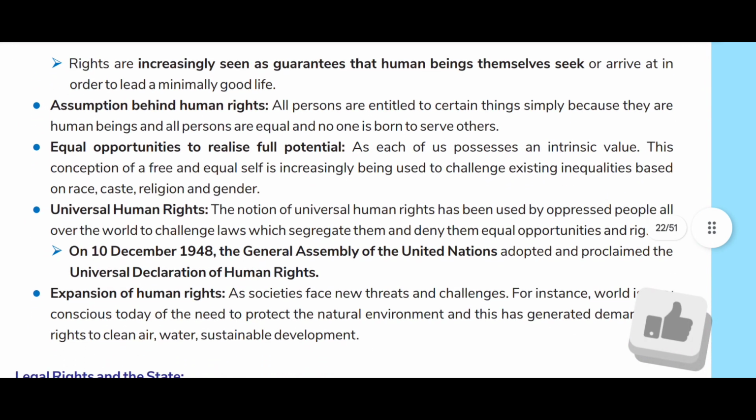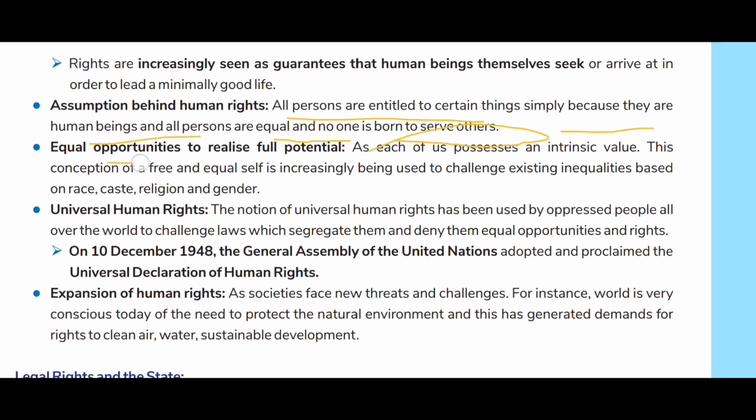Assumptions behind human rights. All persons are entitled to certain things simply because they are human beings, and all persons are equal and no one is born to serve others. Equal opportunities to realize full potential, as each of us possesses an intrinsic value. This conception of a free and equal self is increasingly being used to challenge existing inequalities based on race, caste, religion, and gender.